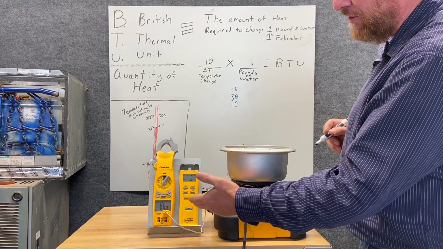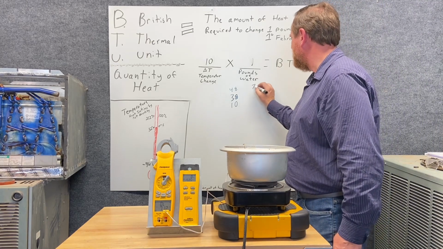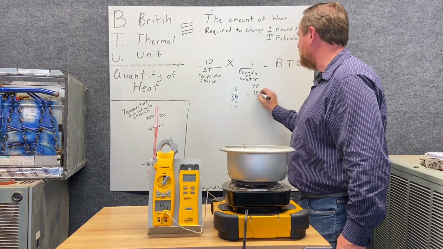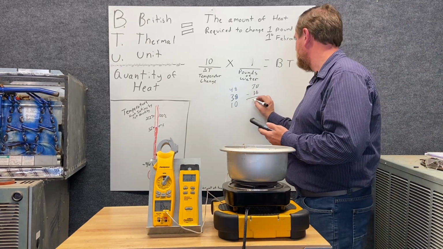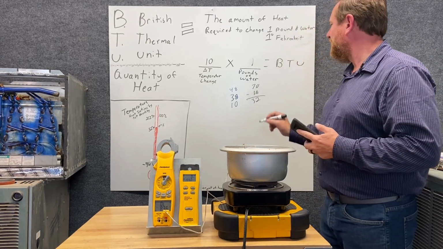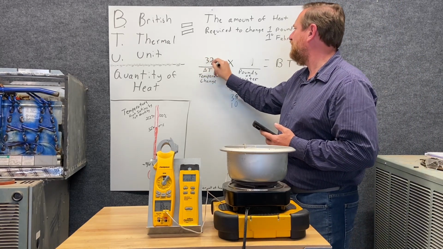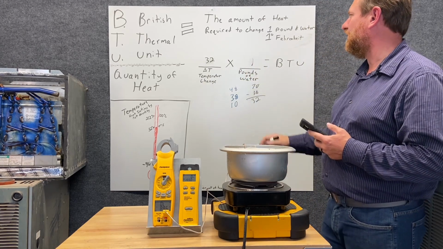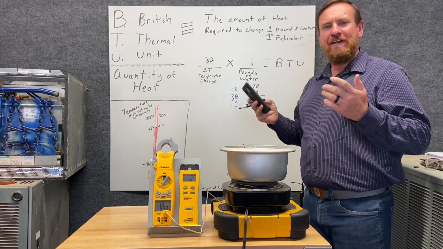So right now we're over at 70 degrees. So if we take 70 degrees minus our 38 degree starting spot, what does that come out to? Thinking backwards. So we got 32 degree temperature change. So if we put 32 here, 32 degree temperature change times 1 pound of water, that's 32 BTUs of heat energy.